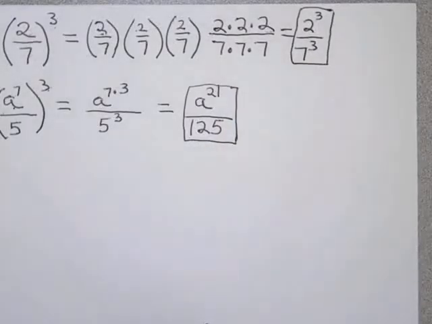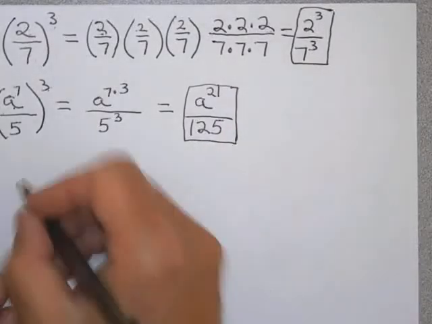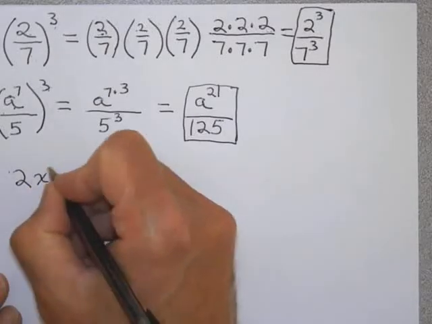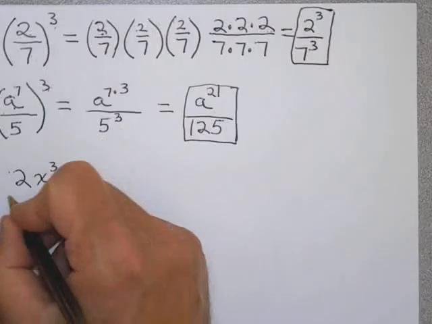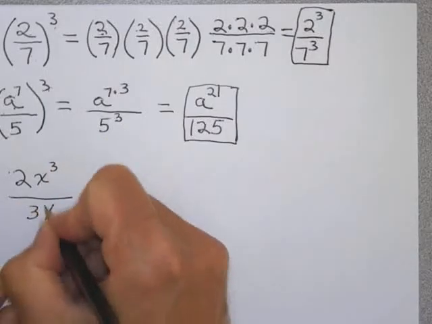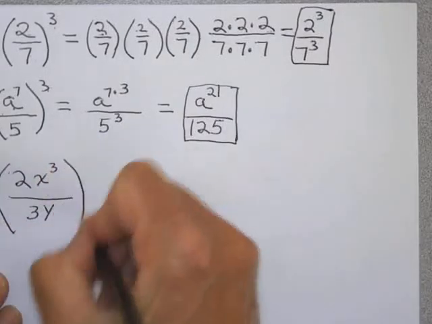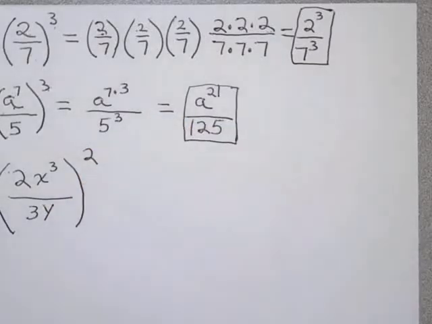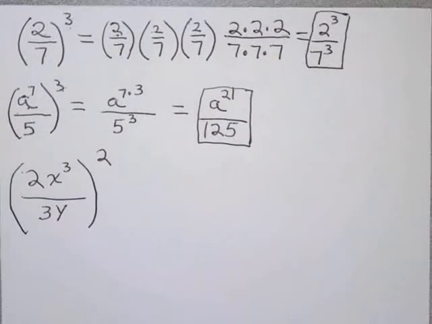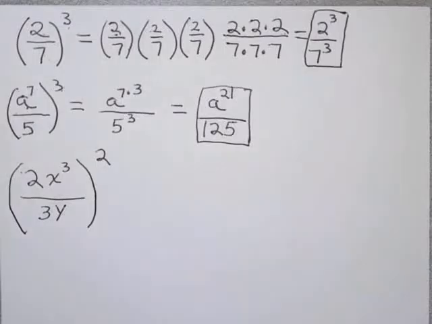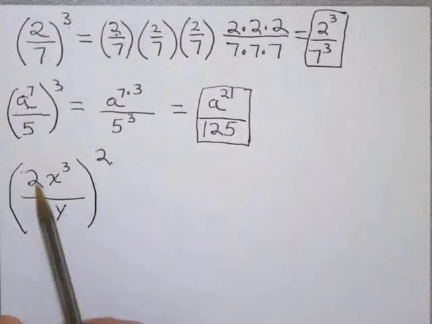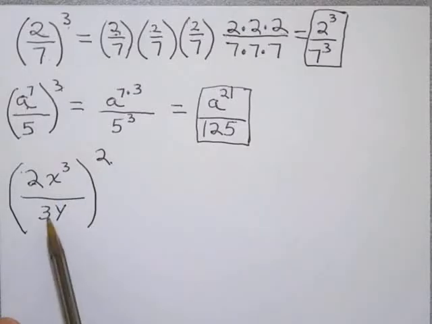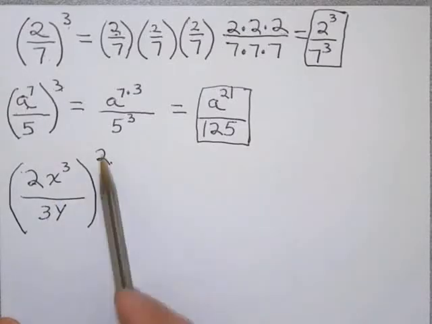Okay, one more example of this. What if we have something like this? We have a numerator that's 2x to the third power and a denominator that's 3y. And I've got all of that. I'm going to raise all of that to the second power. That means, sorry, I'm going to slide this over a little bit. That means that I have to raise every part of this to the second power. I have to raise 2 to the second power and x to the third to the second power. I have to raise 3 to the second power and y to the second power.